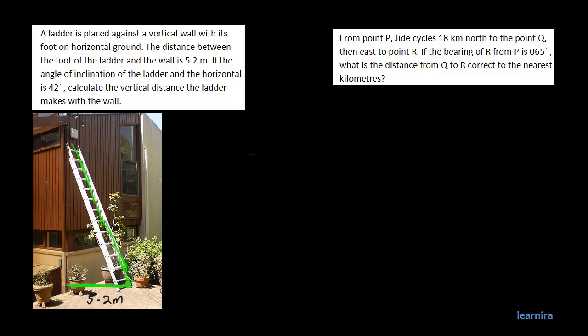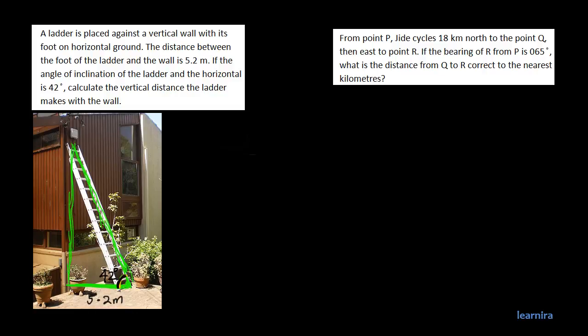Now the next one says if the angle of inclination of the ladder and the horizontal is 42 degrees. This is the ladder here, and this is the horizontal here. So the angle of inclination between the ladder and the horizontal is 42 degrees. Now it says calculate the vertical distance the ladder makes with the wall. So this is the vertical distance the ladder makes to the wall.